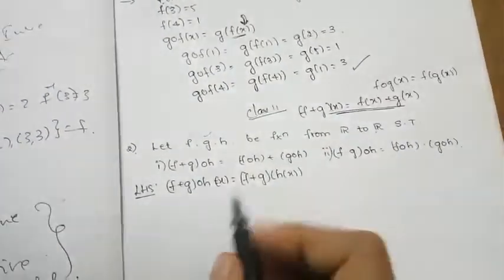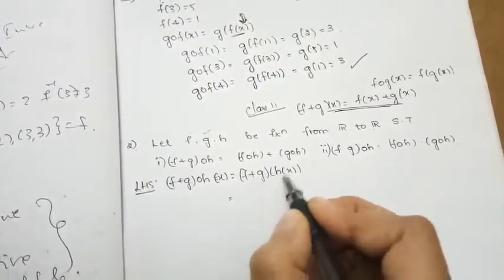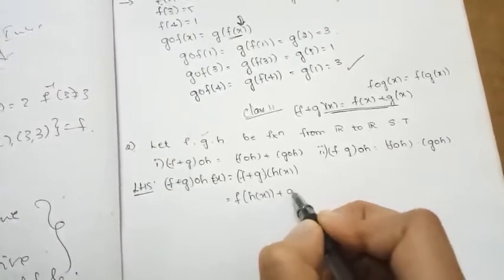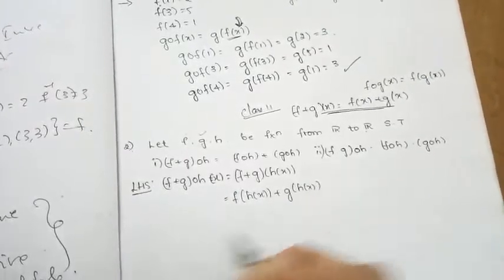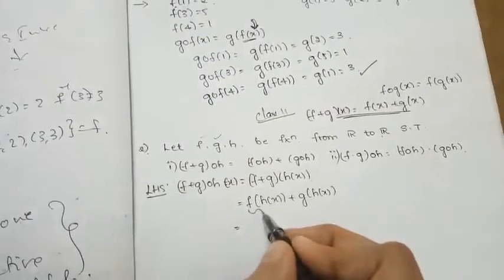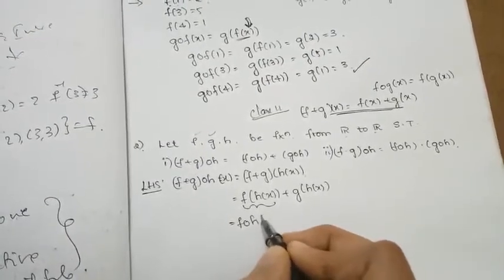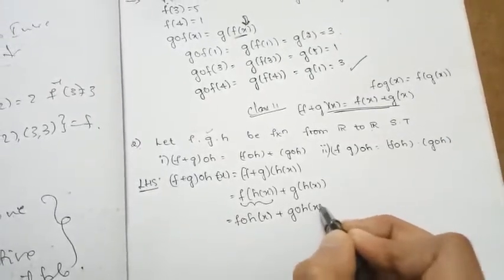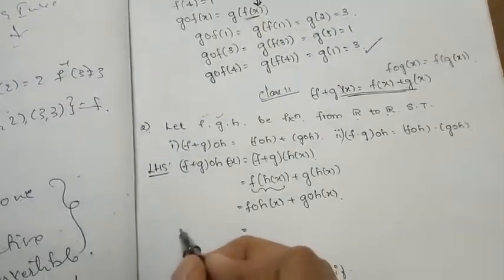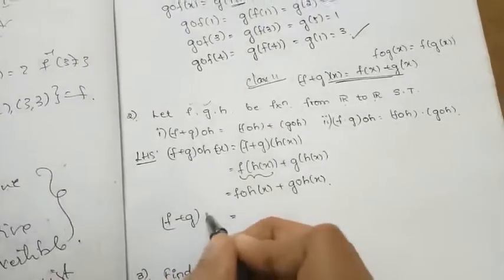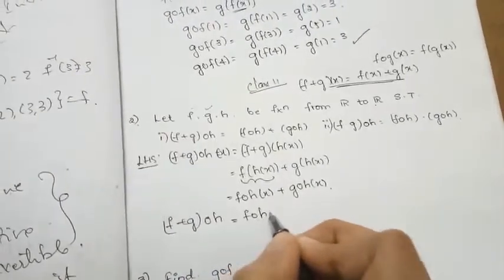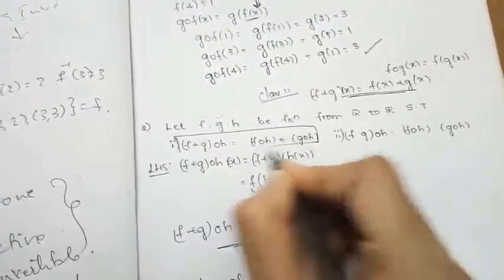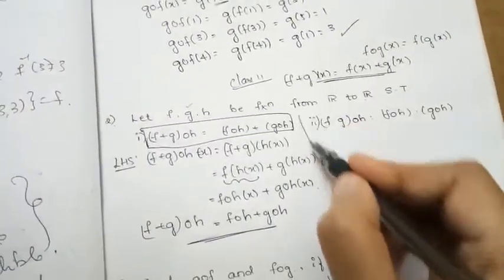Using that, what does this imply? (f + g) of h of x becomes f of h of x plus g of h of x. So f of h of x means f o h, and g of h of x means g o h. So (f + g) o h is equal to f o h plus g o h, which is the thing we needed to prove. Similarly, the second one also.